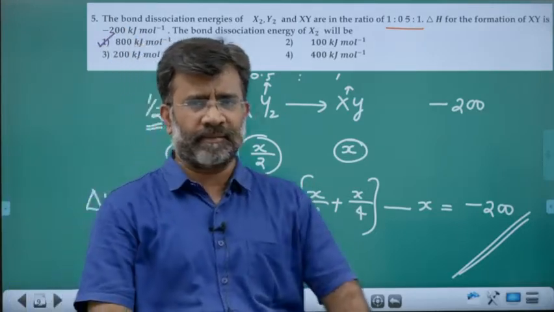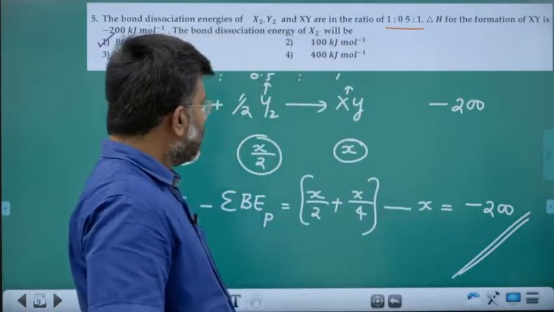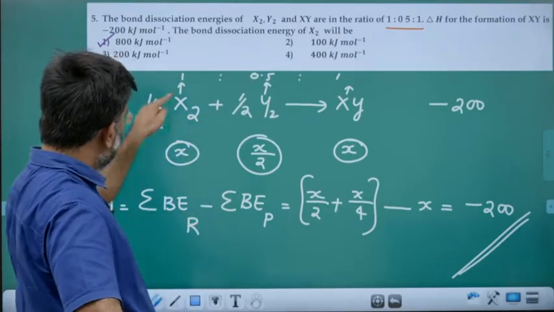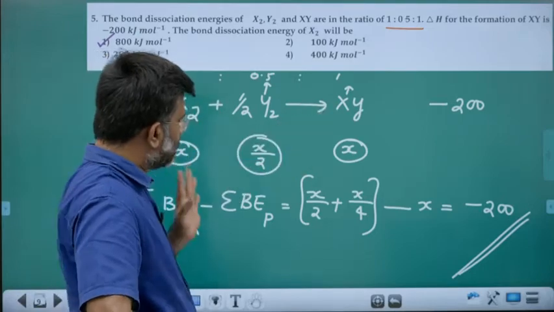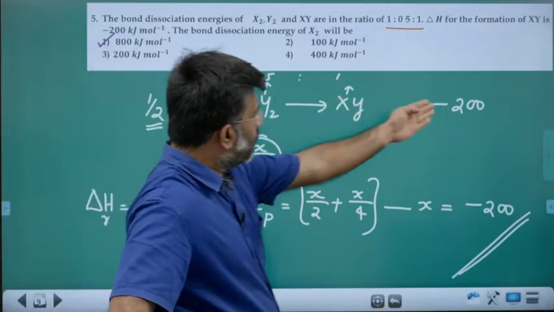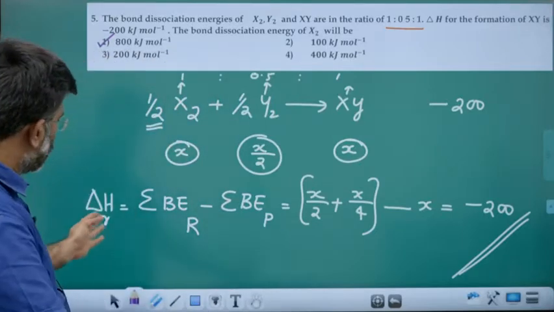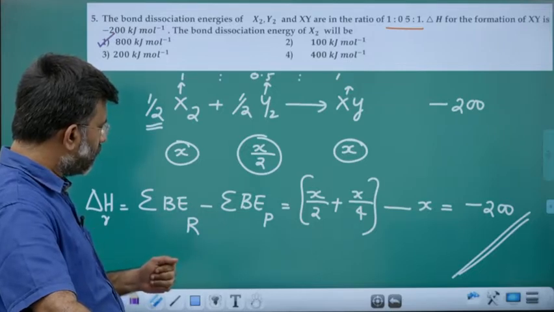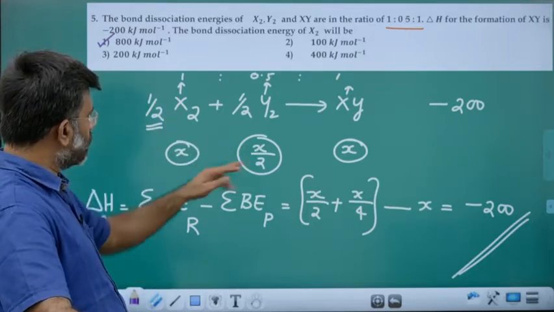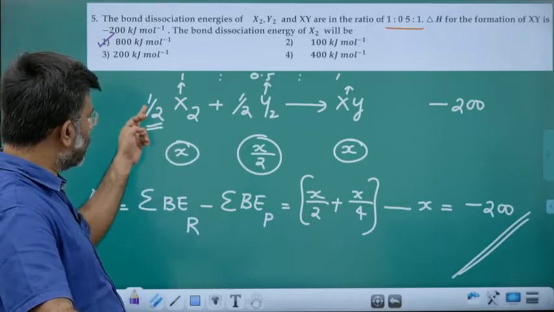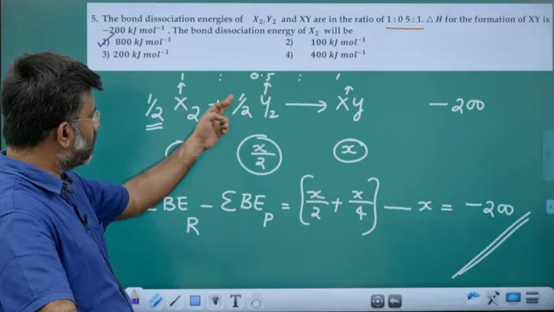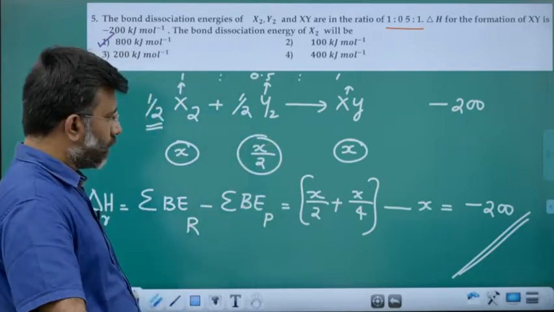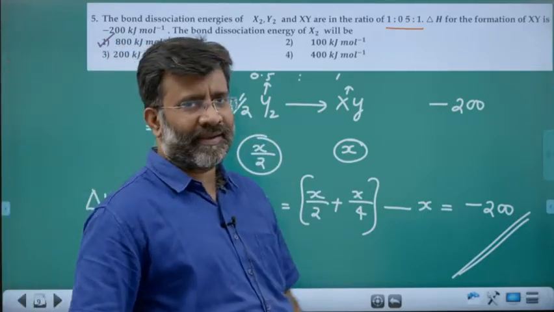I am not spending the time, simple calculation. So I'll repeat. Their bond enthalpy is in the ratio 1 is to 0.5 is to 1. So if this is x, this is x by 2, this is x. Now, the enthalpy of reaction given is minus 200, and that is equal to sum of bond enthalpy of reactants minus that of products. Reactants: x by 2 for half mole of X2, x by 4 for half mole of Y2. You add that and subtract x, you get minus 200, find out x. Okay. Next question.